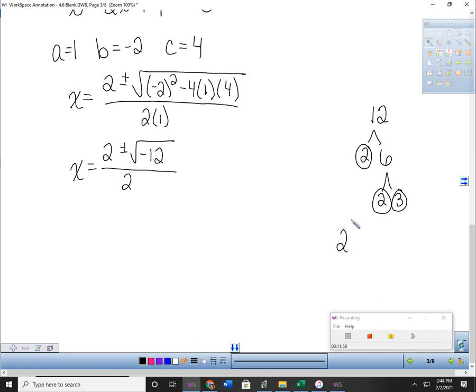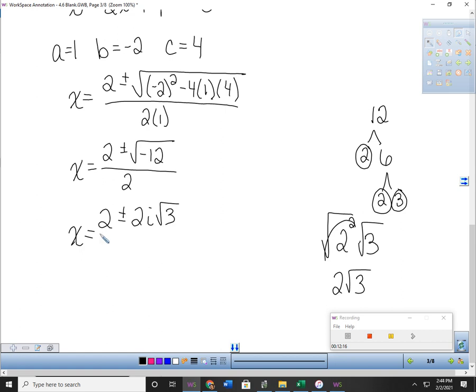So I have 2 to the second power times 3, and then we'll square root both of those. So that gives me 2 square roots of 3. So I'm going to replace the square root of 12 with 2 square roots of 3, and then I also have an I, right, because I square rooted this negative. And that should go in between the number and the root. So that would be 2I square roots of 3 all over 2.